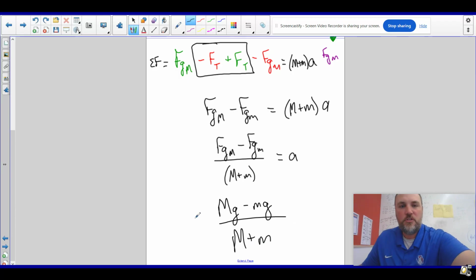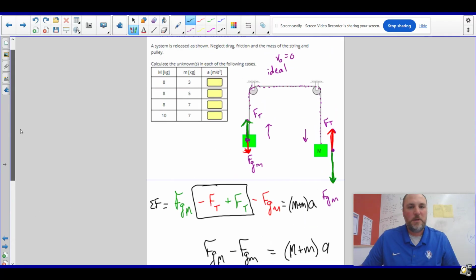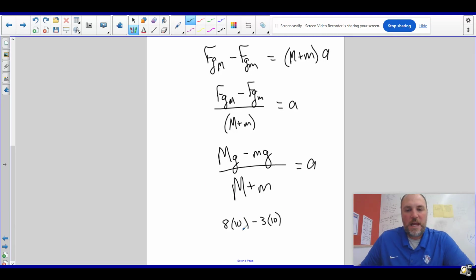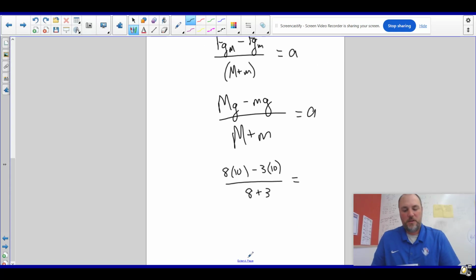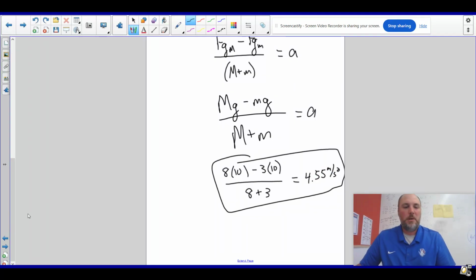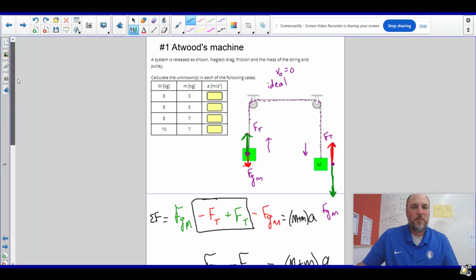So my acceleration should be, for the first example, where the mass of big M is 8 kilograms and the mass of little m is 3 kilograms, I have 8 times 10 minus 3 times 10, or 80 minus 30, divided by 8 plus 3. So I have 80 minus 30 divided by 11, and I'm coming up with about 4.55 meters per second squared. Okay, so that's just one combination of masses, 4.55 meters per second squared.